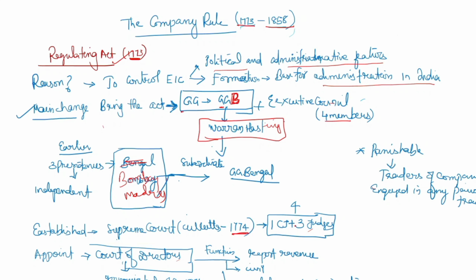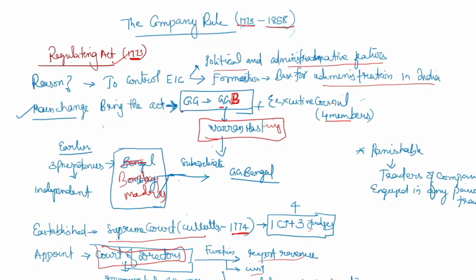It consists of 1 Chief Justice and 3 other judges, and also the appointment of the court of directors. This court of directors constitutes the governing body of the company. What is their function? To report the revenue, civil and military affairs of the company.